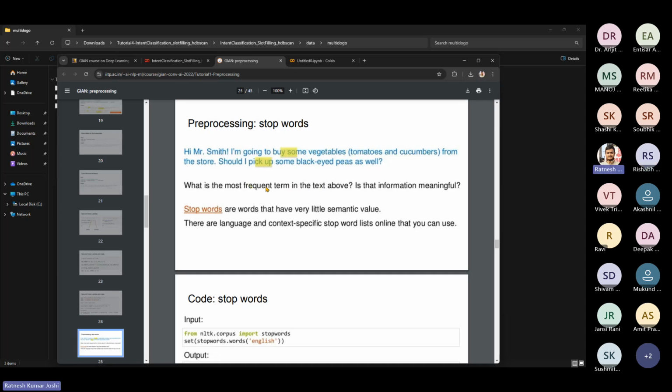Now, what are the stop words? Stop words are commonly used words that are very common in text but hold little to no meaning, little to no semantic value. So what we want to do is remove all of these stop words as well. What are the stop words?